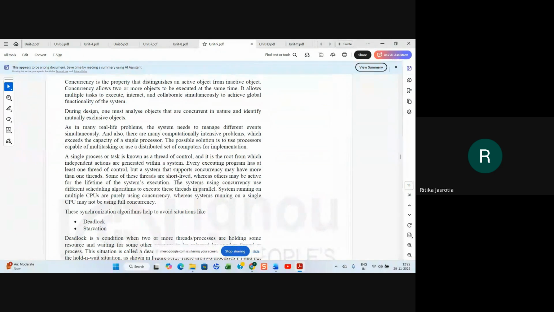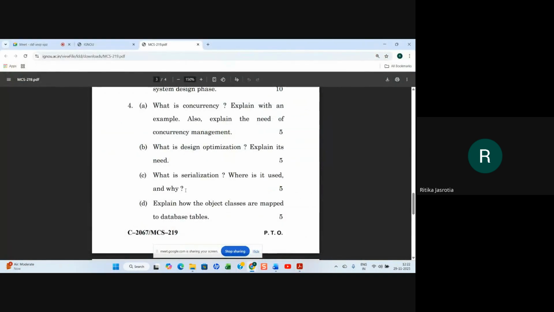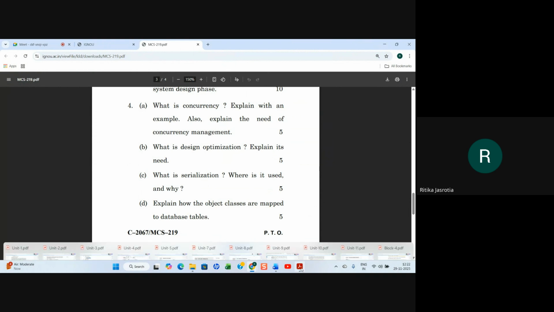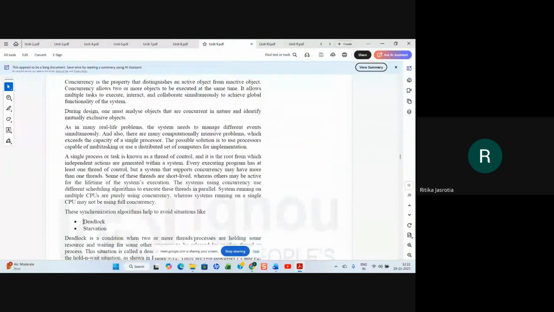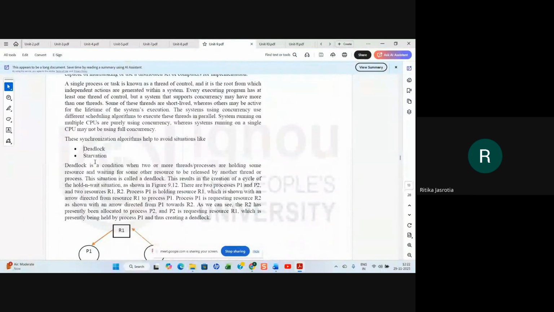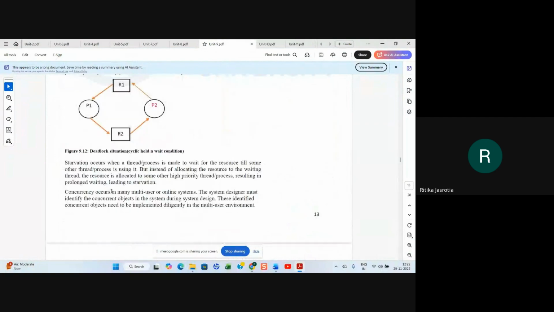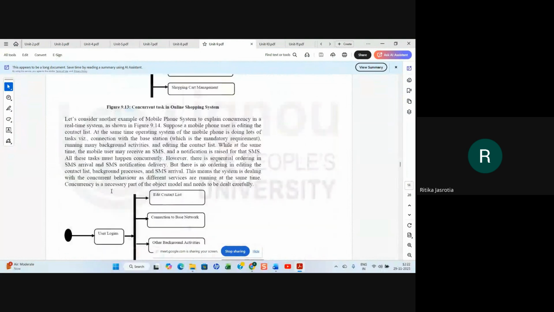And you have problems, so synchronization algorithms are there to synchronize the processes so that deadlock and starvation do not appear. These are the problems which arise, so you have to synchronize to avoid deadlock and starvation. So they have given you that. What is concurrency is explained with the help of an example. Explain the need of concurrency management. Concurrency management is needed because deadlock or starvation can occur, so you need to manage the concurrency.